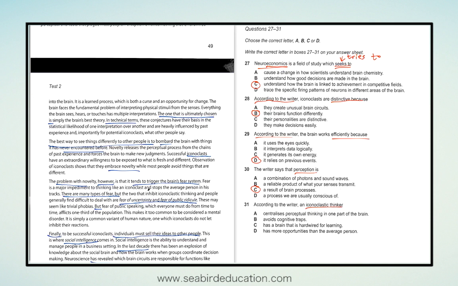I don't know if I'm going to finish this. Wow. One part of the brain. I don't think that's right. It could be. Has the brain that's hardwired for learning? No. Has more opportunity than them? No. Which cognitive traps? B.